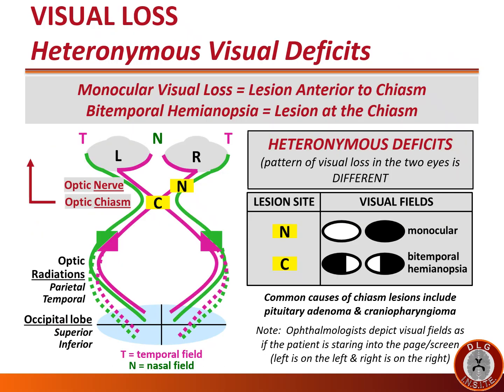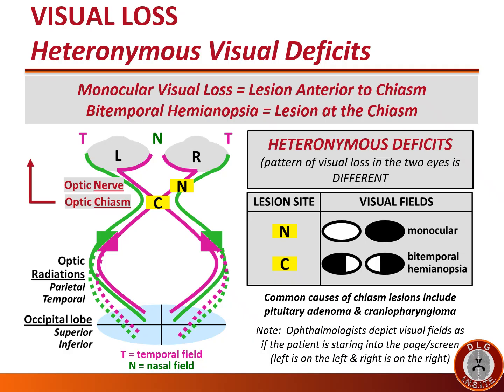Previously, we looked at homonymous visual deficits. Now let's look at heteronymous visual deficits, in which the visual field loss is different in each eye. And there are two kinds of this. There's monocular visual loss, in which the lesion is anterior to the chiasm. And there's bitemporal hemianopsia, in which the lesion is at the chiasm.